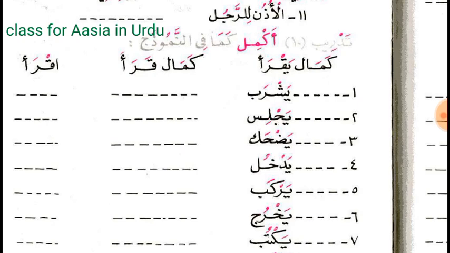Then we have the second tense in the second column which is called Mazi, which is past tense. First we have Dhamma at the end of each word, but here we have Fatha on each letter. So Kamal Kara'a, Kamal Sharaba, Kamal drank, Kamal Jalasa, Kamal sat, Kamal Dahaka, Kamal laughed, Kamal Dakhala, Kamal entered, Kamal Rakaba, Kamal rode, Kamal Kharaja, Kamal went out, Kamal Kataba, Kamal wrote, Kamal Tabakha, Kamal cooked, Kamal Dafa'a, Kamal paid, Kamal Shakara, Kamal thanked. Then we have Amr.